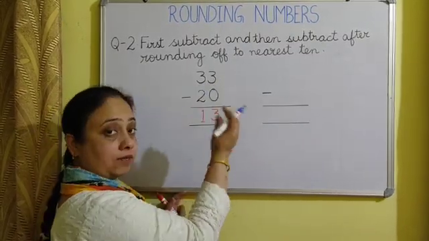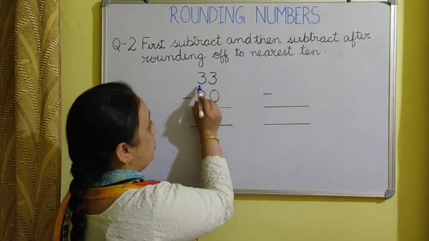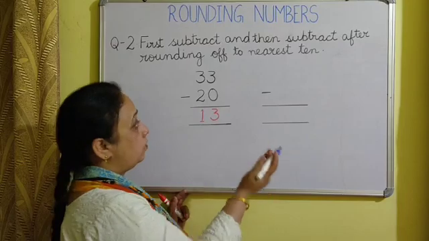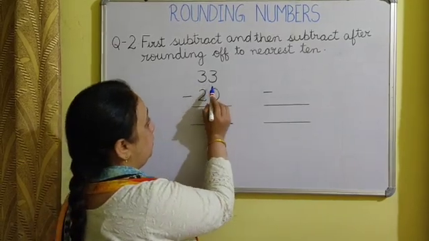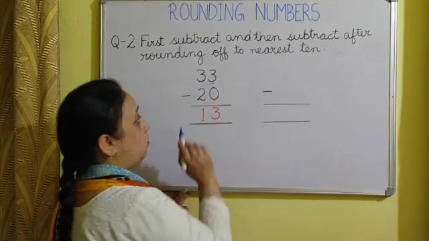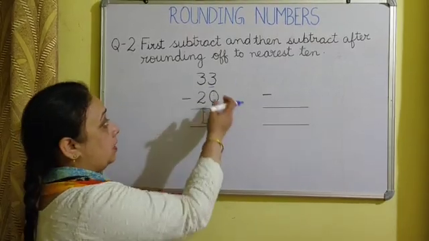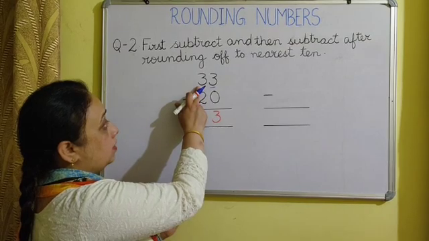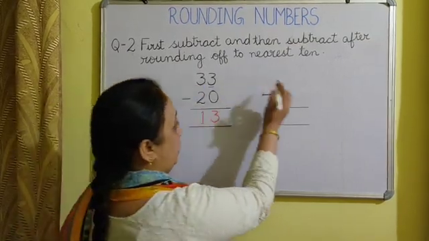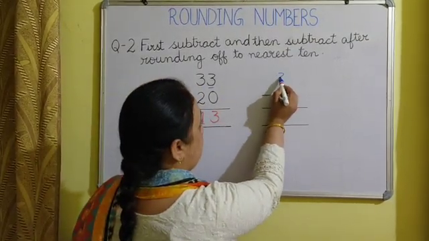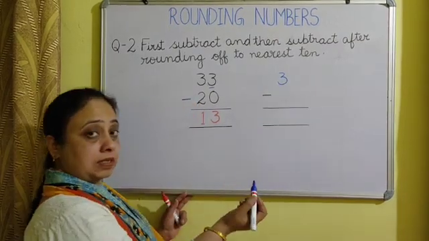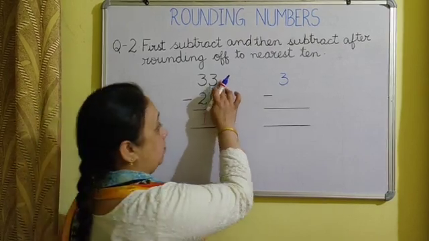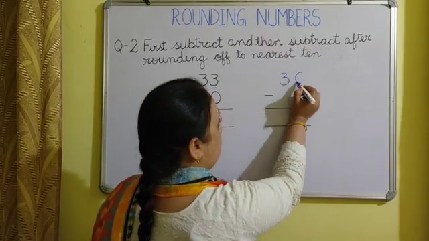33. We have to round off this number. So what will we do? This is the tens place and this is the ones place. We have to round off to the nearest 10. So we have to look to the right of this tens place, that is the ones place. The digit is less than 5. So what will we do? We will leave this 3 unchanged. So we will write 3 as it is. And the next step is that we have to replace this digit by 0. That is, in place of this 3, we are going to write 0 here.